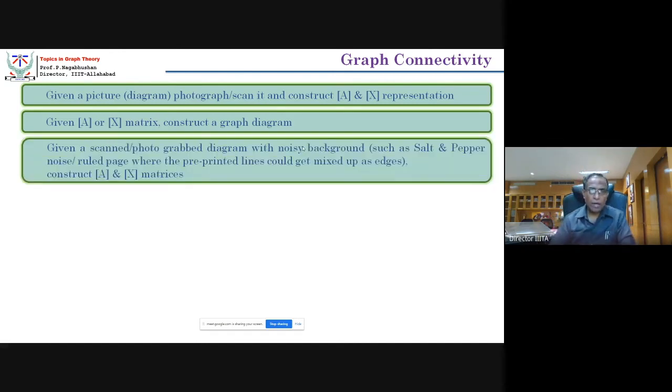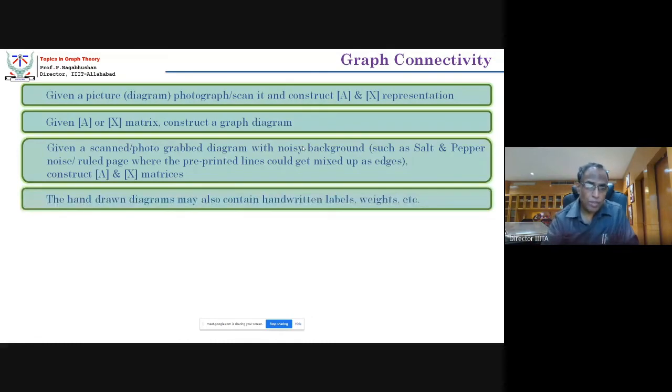Given a scanned or photographed diagram with a noisy background, if the background is very noisy, such as salt and pepper noise, or a ruled page where the printed lines could get mixed up as edges, then construct the A or X matrix. Okay, you have solved this problem also. The hand drawn diagrams may also contain handwritten labels or handwritten weights. Then how will you construct the whole matrix, which surely requires a little text processing also.